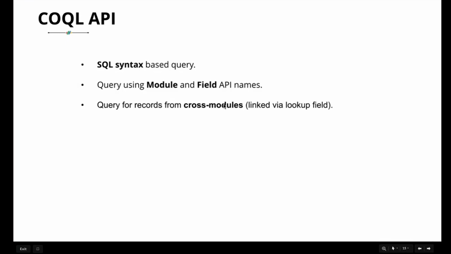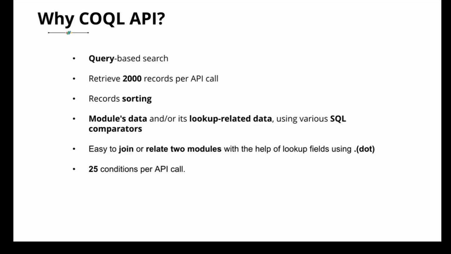For example, if you have a multi-select lookup field, then obviously a linking module will be created. You can use COQL API to fetch records from the linking module as well. So this is very useful to query for records from cross modules. Now, why should you use COQL API? Like I said, it is a query-based search. Because many of us are very comfortable using the SQL syntax, and since query API is also based on SQL syntax, it is very easy for you to use.